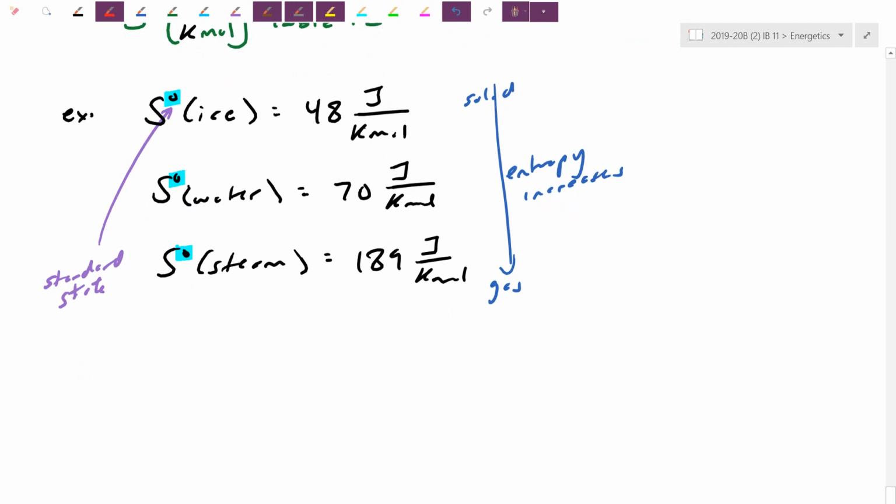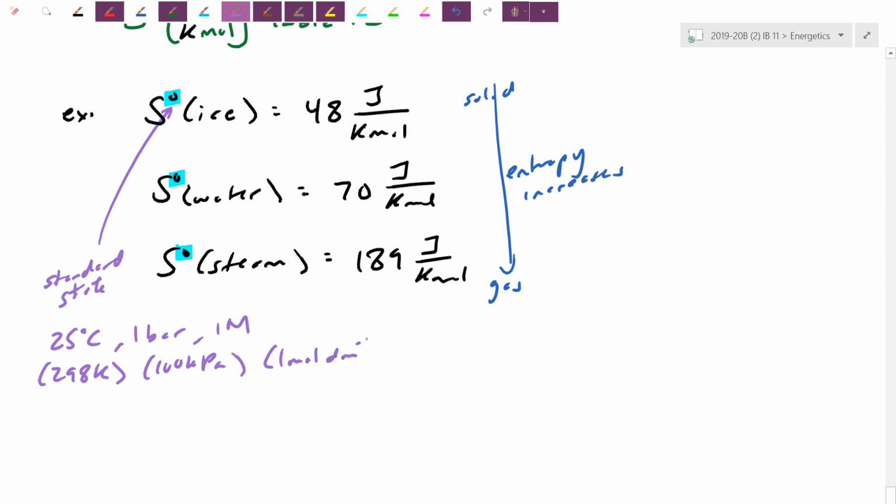So the standard states I'm talking about, remember in all of this, we're doing 25 degrees, or you can say 298 Kelvin. In terms of pressure, it's 1 bar, that's 100 kilopascals. For solutions later on, it's 1 molar, which I'd write as 1 mole per dm cubed. We want these standard conditions so the comparison is fair.